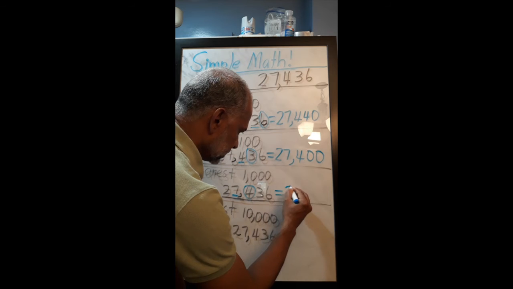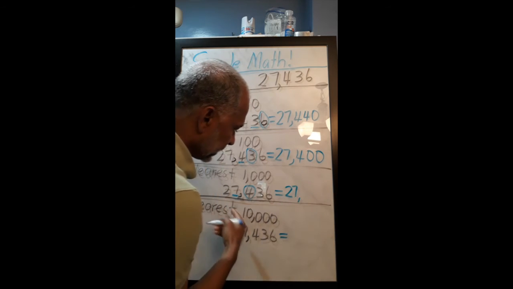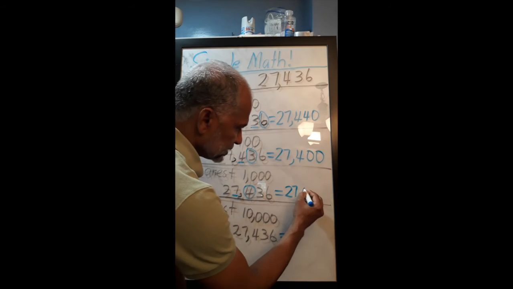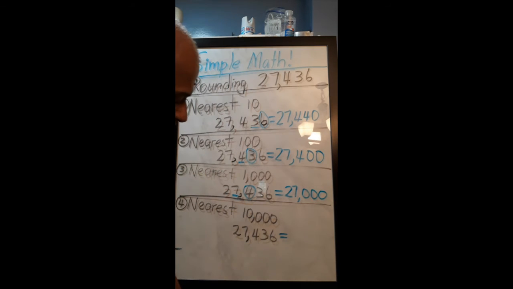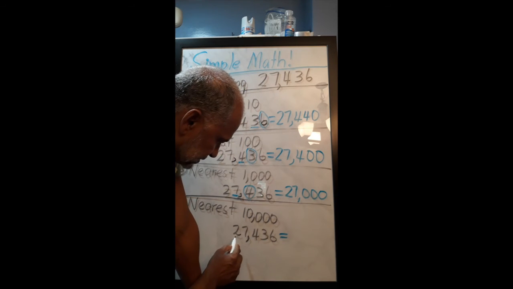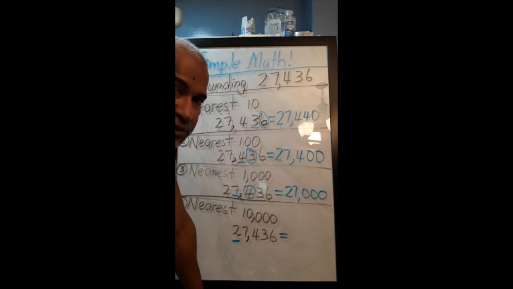So we're going to write 27, and to make up the 3 other numbers, we put zeros as placeholders. Now, number 4, it says nearest 10,000. So we go to the 10,000 place, and in this case, the 10,000 place is the 2. So we underline the 2.